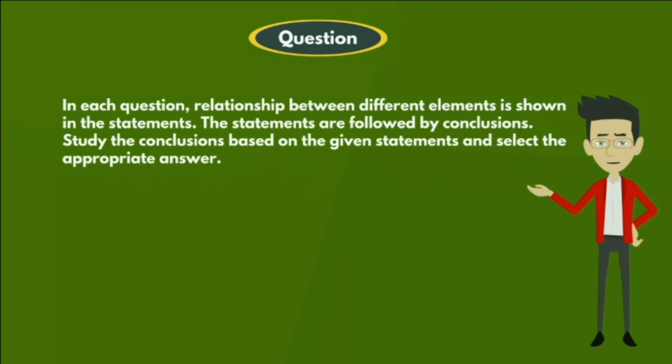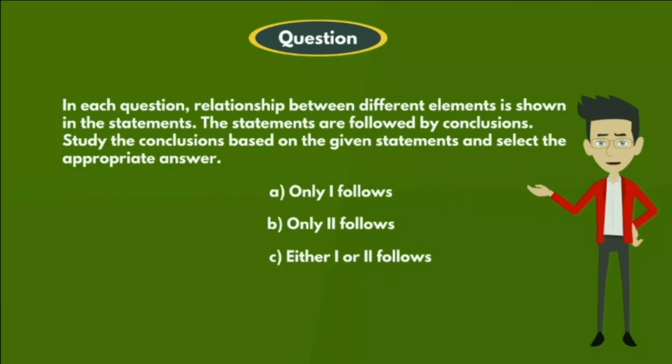Options are: Option A, only one follows. Option B, only two follows. Option C, either one or two follows. Option D, both one and two follow. And option E, neither one nor two follows.